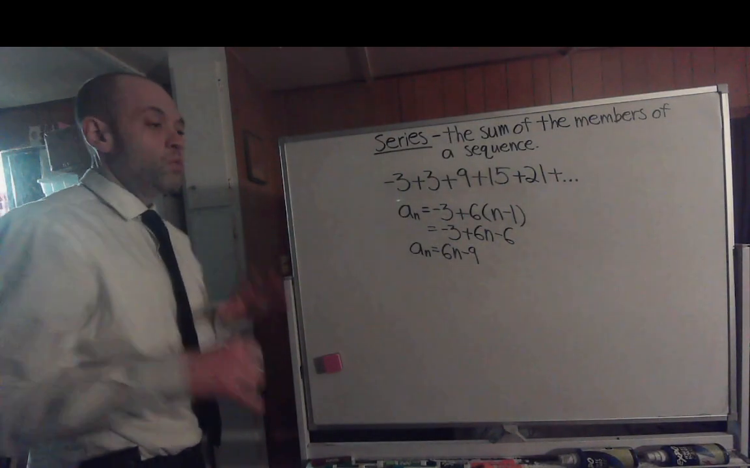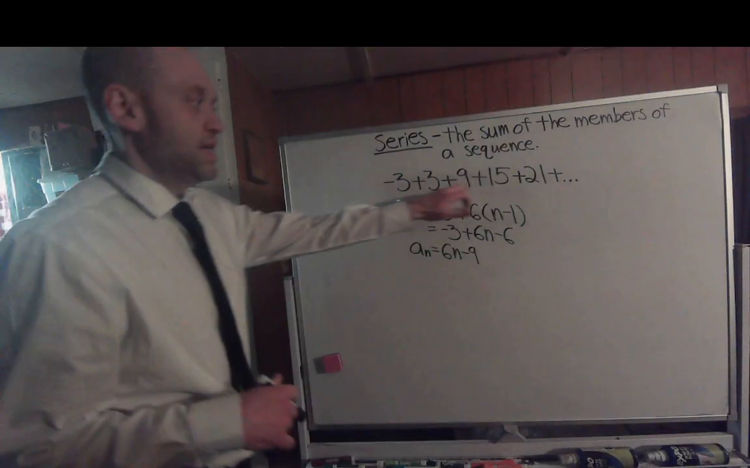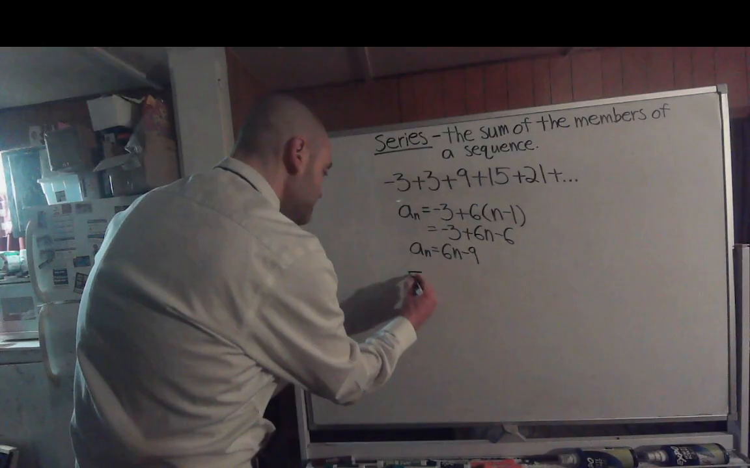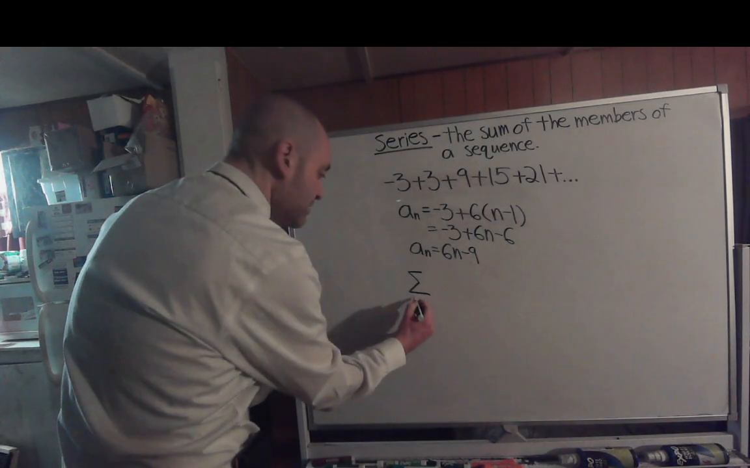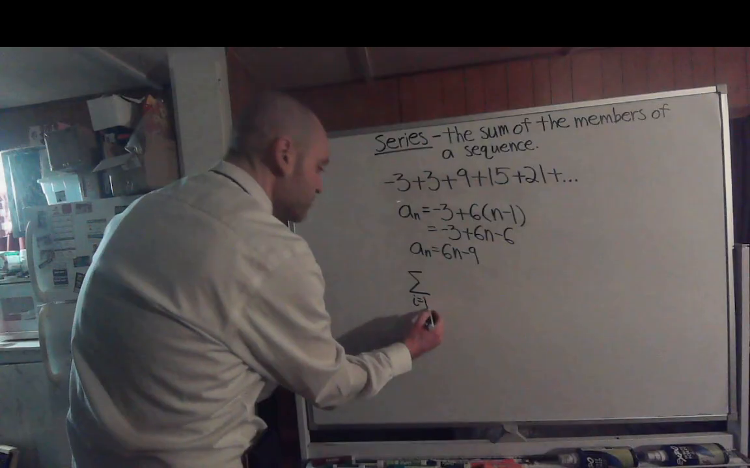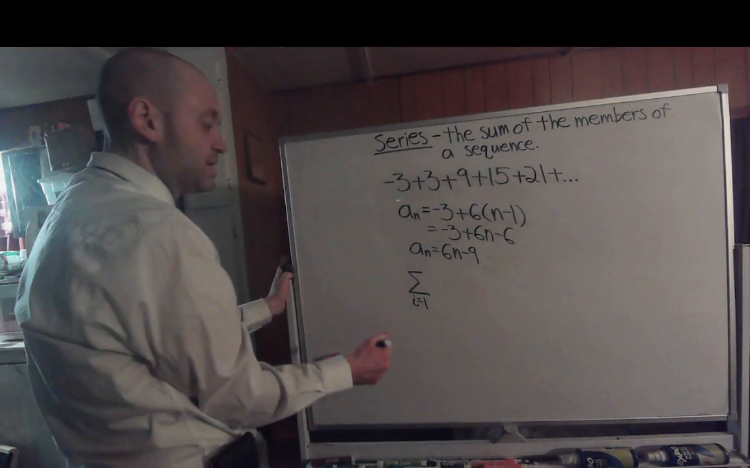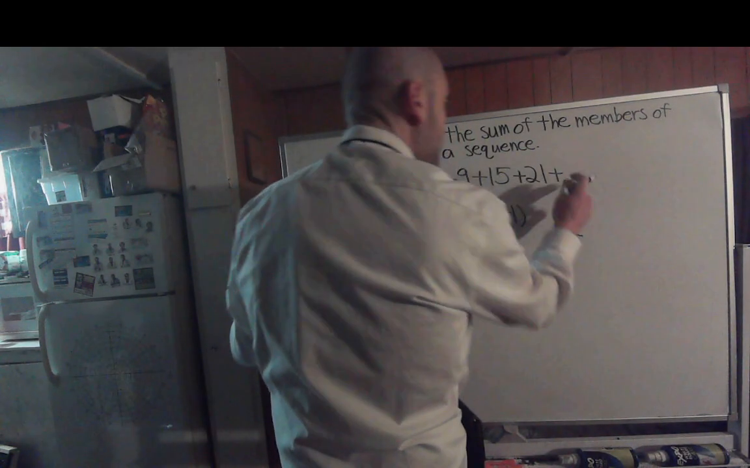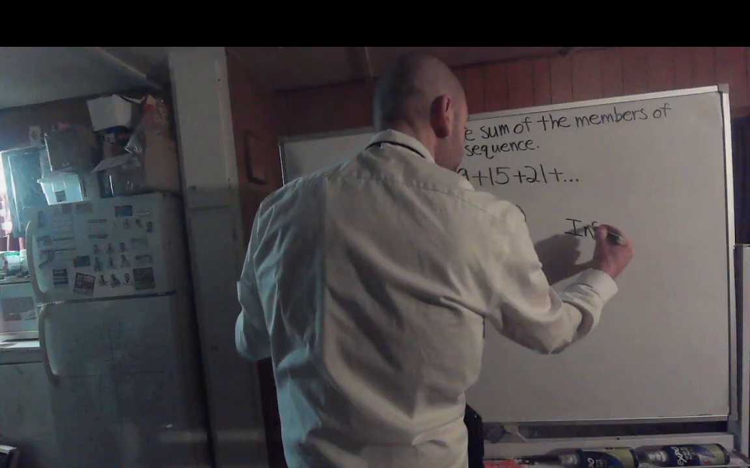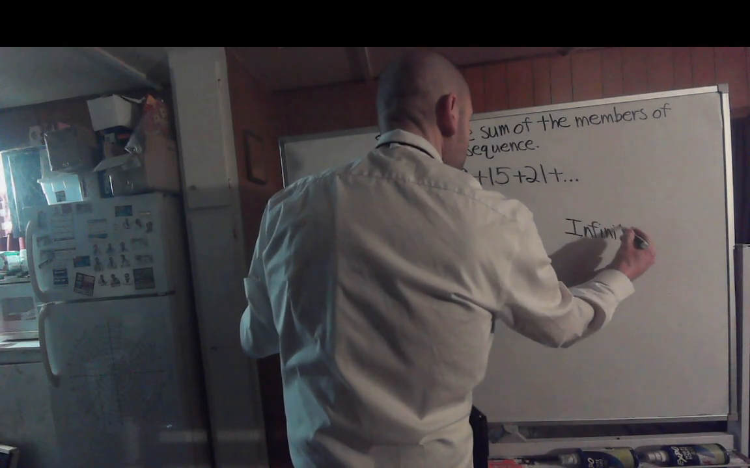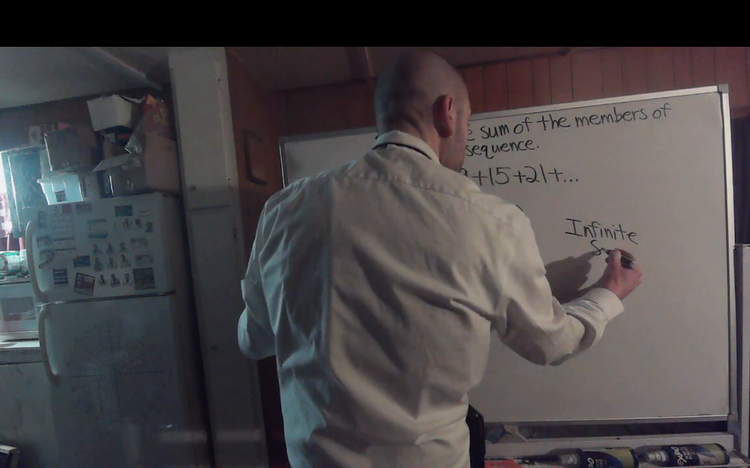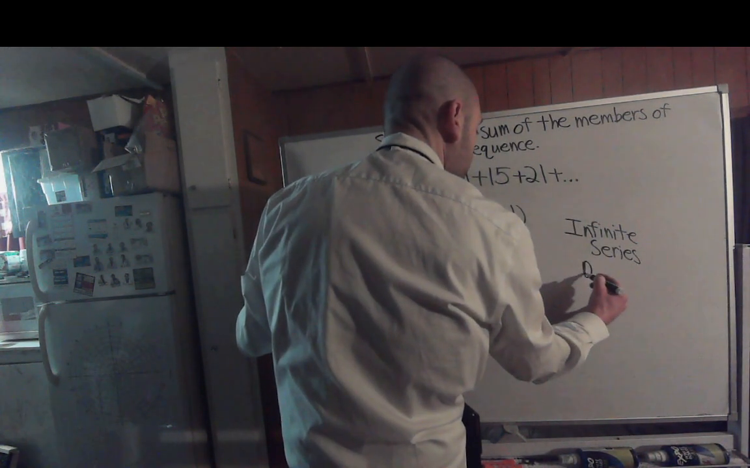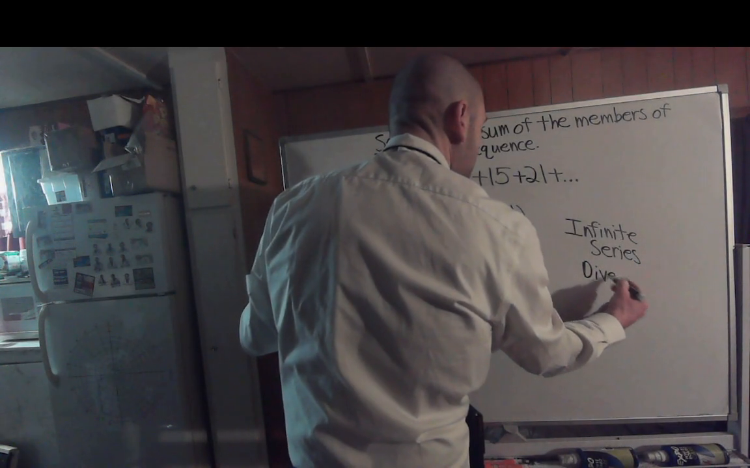Now, we need to write this in summation notation for the sum of all these numbers. Well, it's still going to be the sigma, the i equals 1, meaning that's your first number below that. But this is what's called an infinite series because it keeps going. It is an infinite series, and this series is going to diverge because it doesn't have an answer.